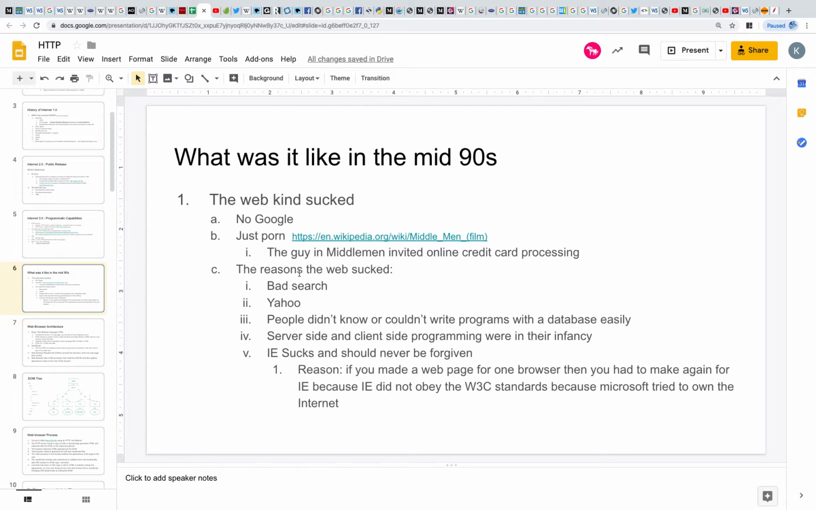so in the 90s, it sucked. And then going back to the porn, what we got to understand is that there was no e-commerce at this point, because people couldn't pay for stuff online. There was just information. We couldn't have e-commerce, and that was a big roadblock.